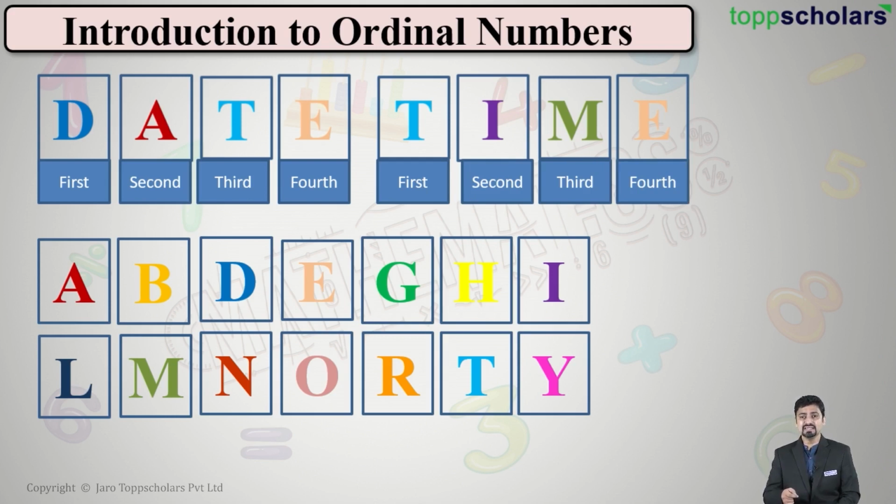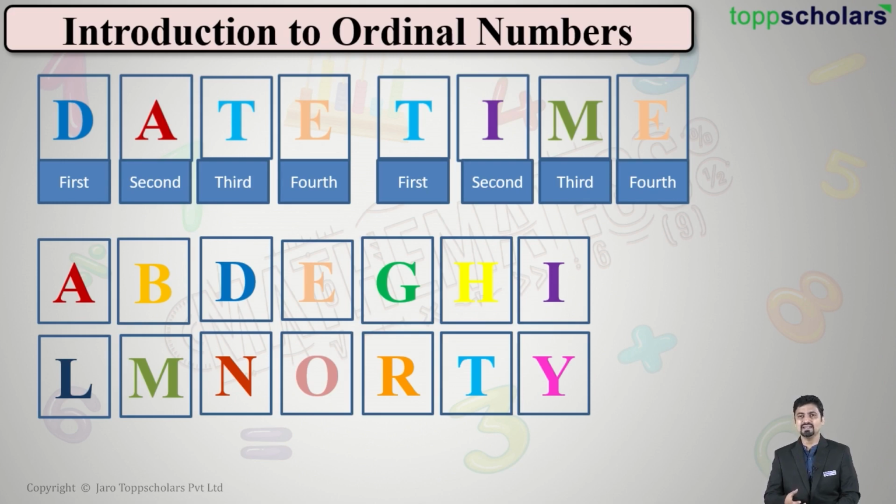Now, what I have done is I have actually written down the position of each letter in that word. For example, in the word D-A-T-E, date, I will start from the right hand side. The position of the letter E is the fourth position. The position of the letter T is the third position. Position of letter A is the second position. And the position of the letter D is the first position. Similarly, I have written down for time.